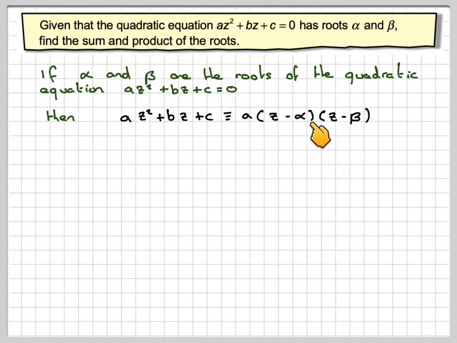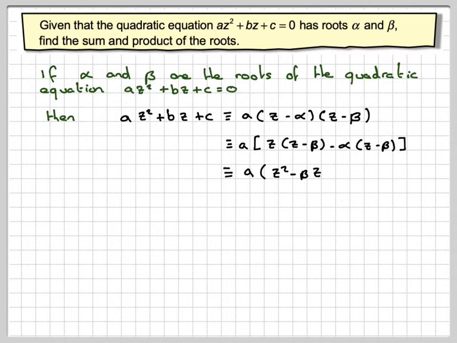if you were finding the roots, you have z is equal to alpha, z is equal to beta, then you'd work backwards, so you'll get a times z minus alpha times z minus beta. If you now expand these brackets, you get z times z minus beta minus alpha times z minus beta, and then you've still got a, so you're going to get z squared minus beta z minus alpha z plus alpha beta. So it's going to give a z squared.